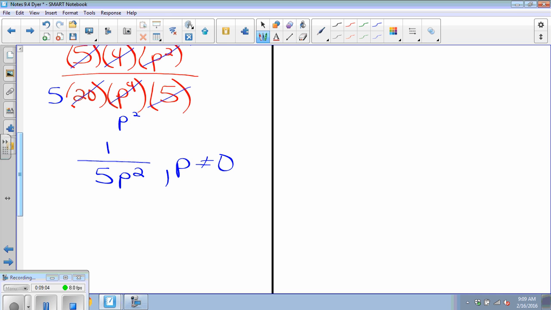So if the directions say state the excluded values, excluded means what value of p can it not be, then you would say p can't be 0. Okay? Because if it was, then it would be undefined. All right? Any questions?